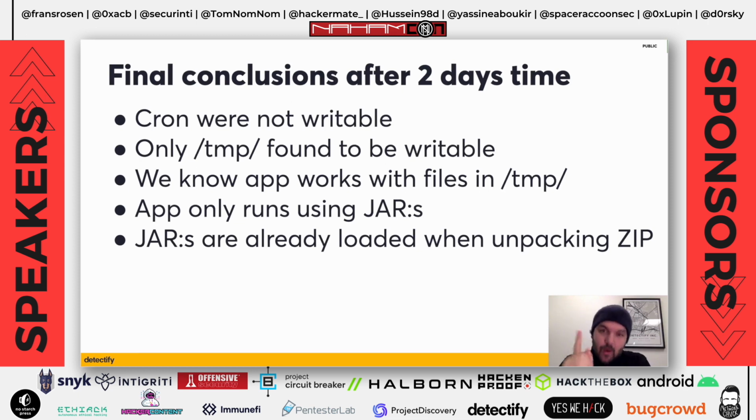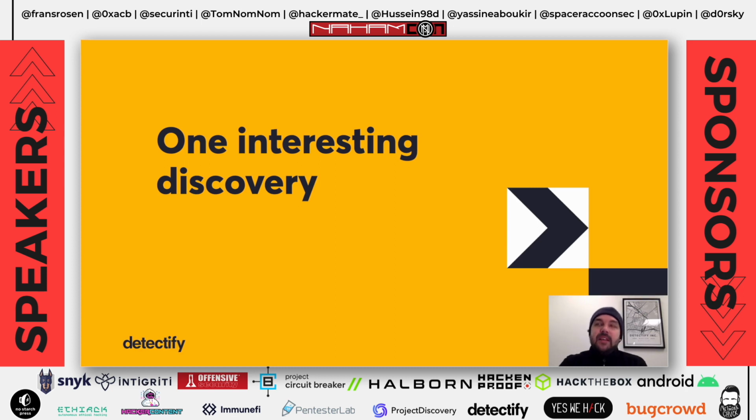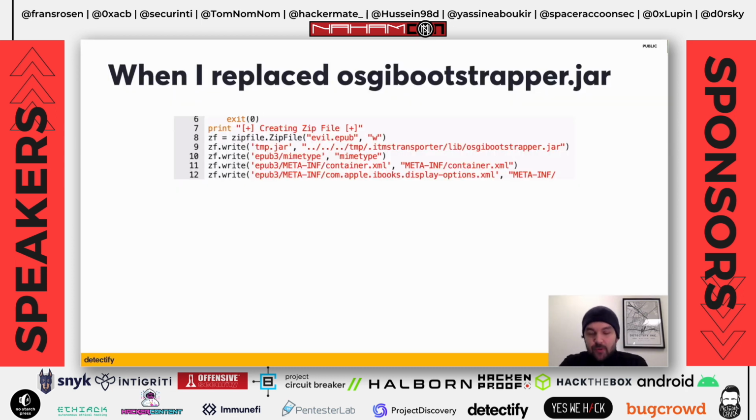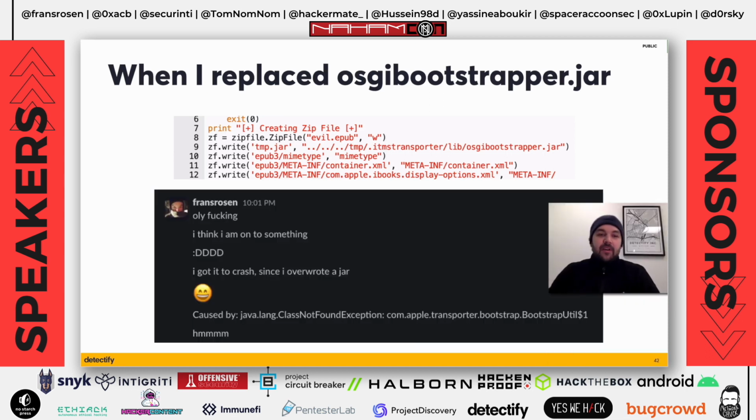Now, there was one interesting discovery while doing this. The interesting discovery is basically when I tried to replace the OSCI bootstrapper, which we knew the location of because we saw it in the logs. It was temp/.itms_transporter/lib/OSCI bootstrapper. Whenever I overwrote it with something, as soon as the flow of uploading a file was done, and this was happening locally, as soon as it was done uploading, it would crash with a class not found exception.